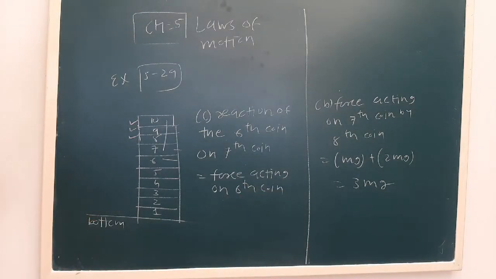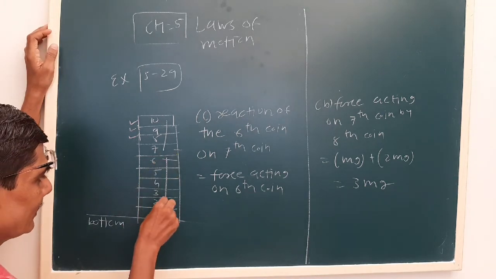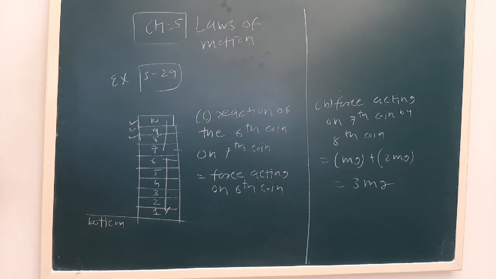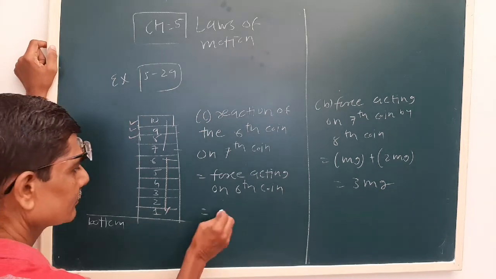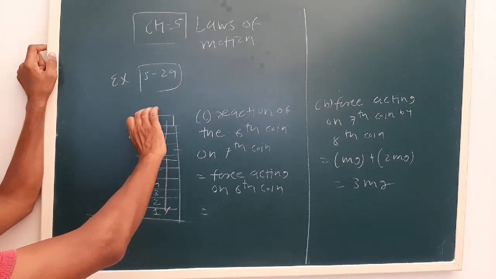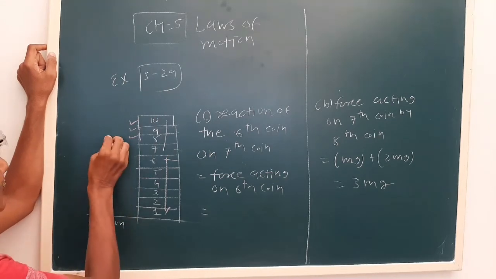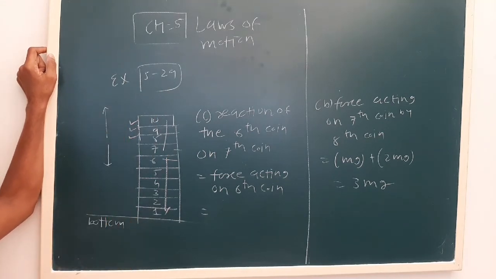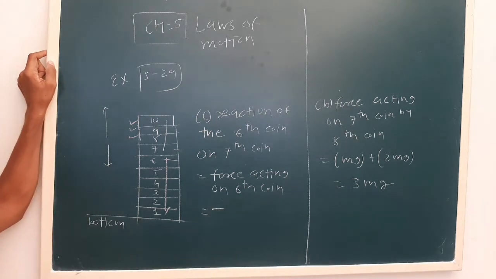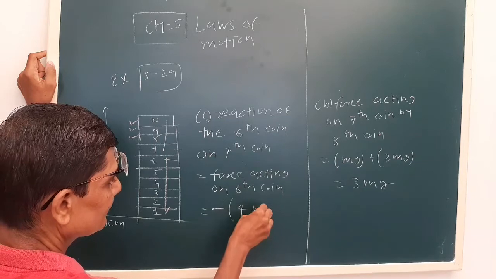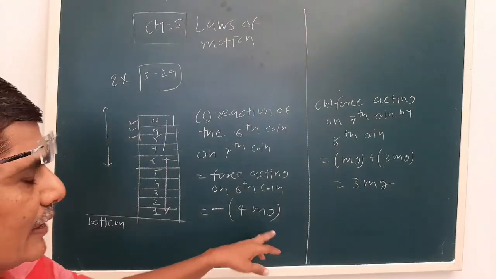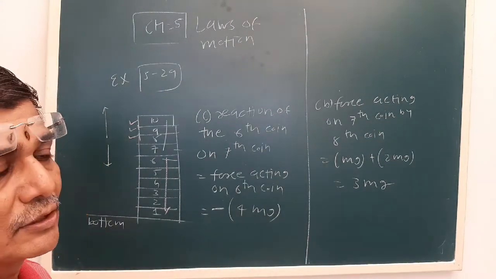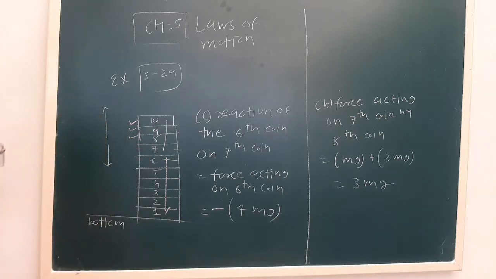But here we are given in terms of reaction. See, on the 6th coin, how many coins are there above the 6th coin? 1, 2, 3, 4. So the weight of 4 coins will be there. The weight will be in the downward direction, but the reaction will be in the opposite direction of the gravitational force. So that's why here we write a negative sign, and the weight of the 4 coins will be minus 4 mg. The mass of 4 coins will be 4m, and mass into gravitation is the gravitational force. There is a reaction here, so that will be minus 4 mg.